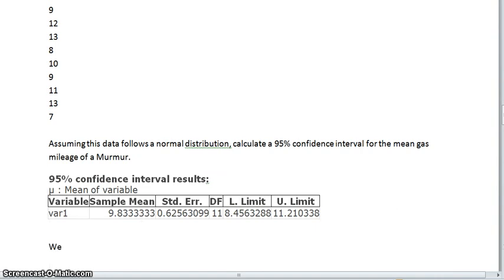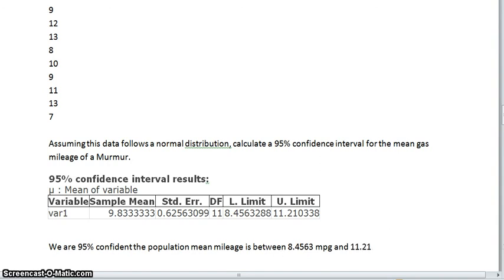And we are 95% confident the population mean mileage is between 8.4563 miles per gallon and 11.2103 miles per gallon. All right, I'm not going to ask you to do these by hand. So all you have to do is do these in StatCrunch, these ones that you're given the raw data. All right.